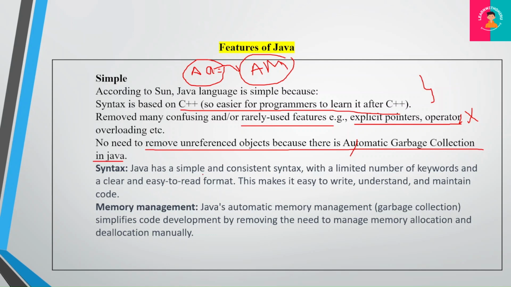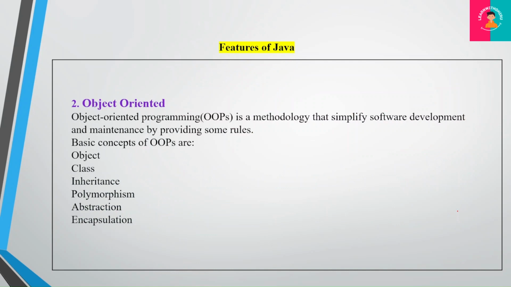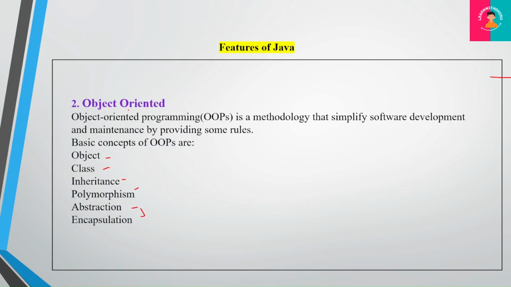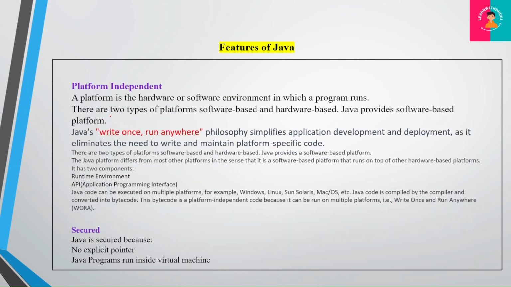Then it has some features like the familiar syntax, and the same memory management, with automatic memory or garbage collection. Then coming to object-oriented programming: it is a methodology that simplifies software development and maintenance by providing rules like object, class, inheritance, polymorphism, and so on. Then platform independent.